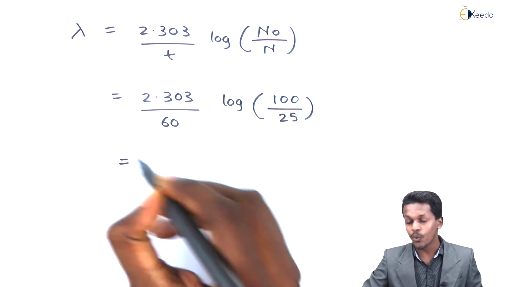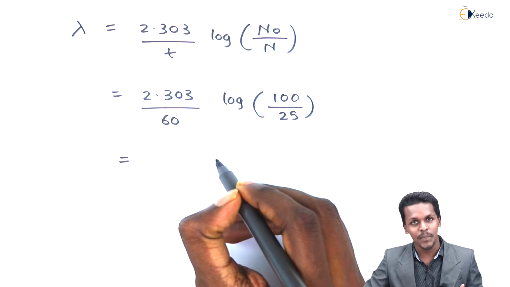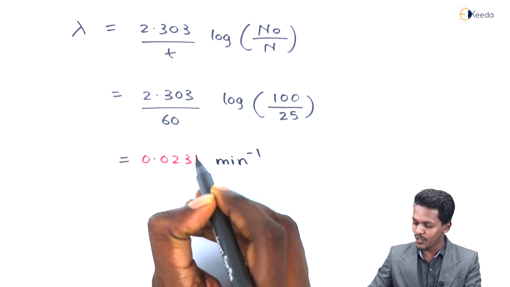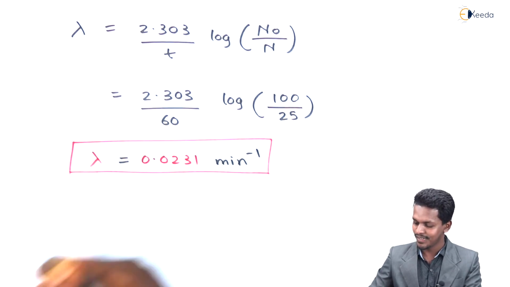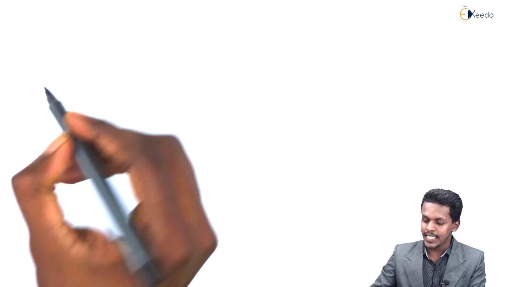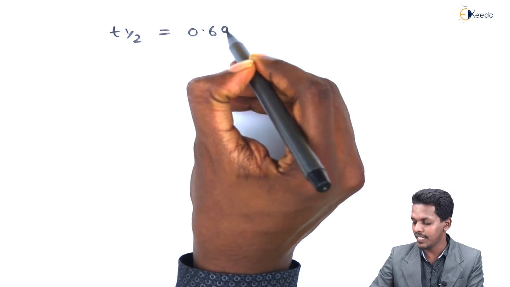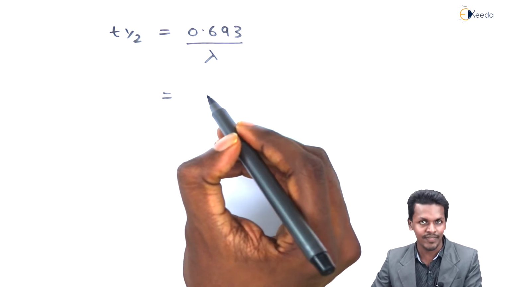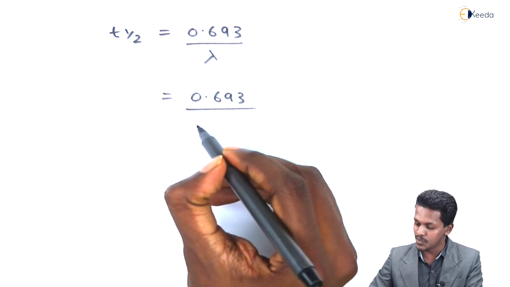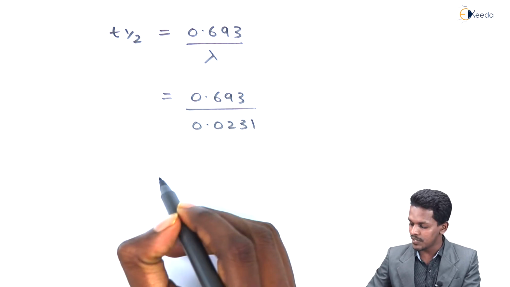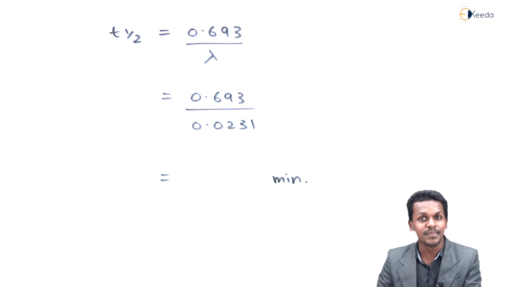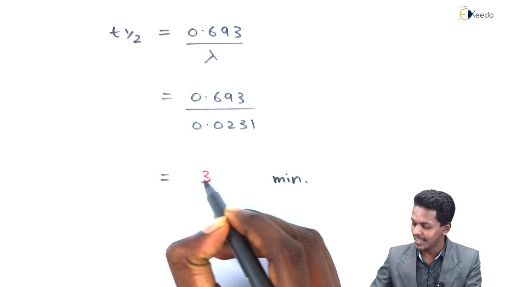Let us calculate this whole thing and see what value we get in minute inverse. Here we have got the value 0.0231 minute inverse for the decay constant. But this is not the final answer. Obviously we have to calculate the half-life period. For that we have a formula: T half is equal to 0.693 divided by lambda, the decay constant, which is in minute inverse. So 0.693 divided by 0.0231 minute inverse. That means the unit of the half-life period will be minutes. So let's see the value we get here. We have got the half-life period as 30 minutes.